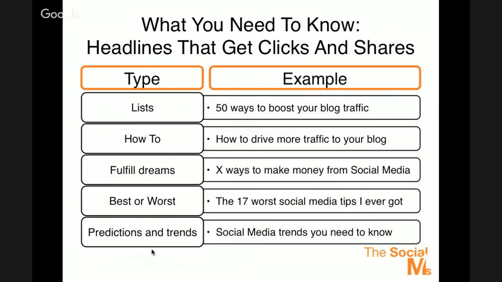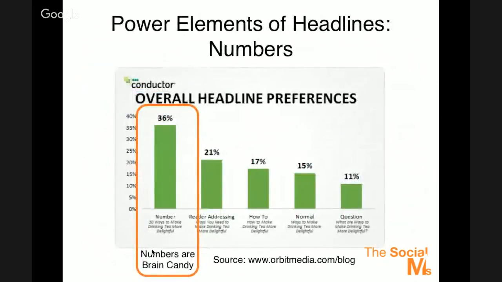And the reason why statistics, research, and these types of headlines work really well is because numbers are really a power element of headlines. A lot of people like numbers. They're easy to grasp. You see a number and you know what it means. Numbers seemingly give proof to facts, and that's what people like about numbers in headlines.